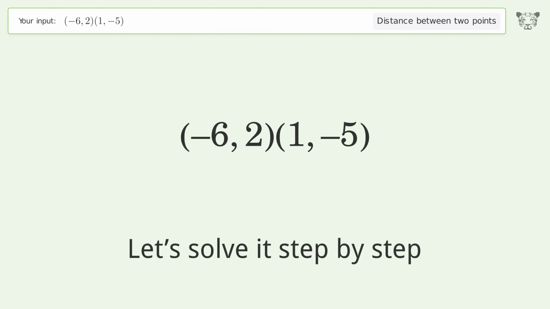The coordinates of point 1 are x1 equals -6 and y1 equals 2. The coordinates of point 2 are x2 equals 1 and y2 equals -5. D is the distance between the 2 points.